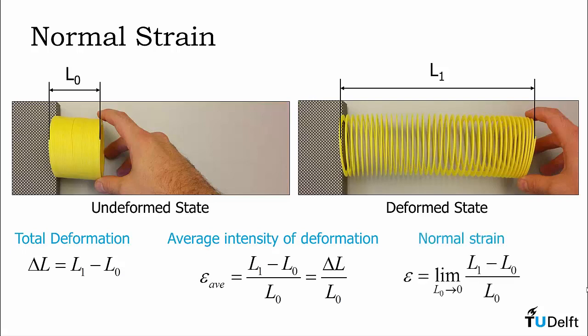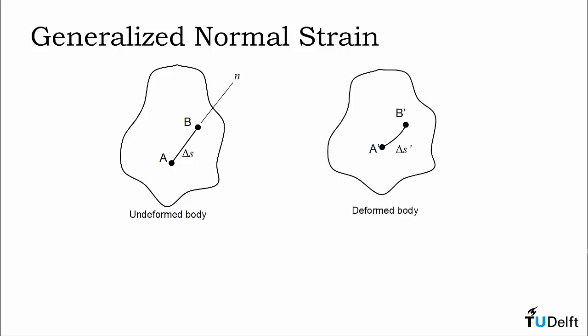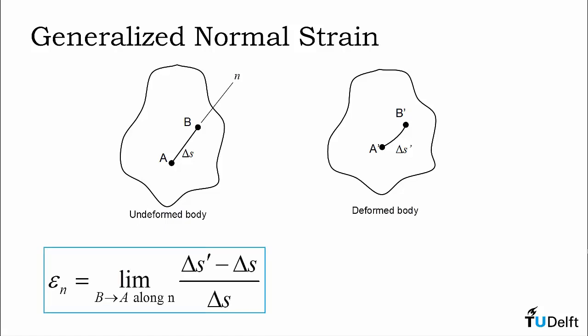The normal strain is the limit of the average strain as L0 approaches zero. This is the intensity of the deformation at a given point. We can generalize these definitions to an arbitrary deformable solid as shown here in the undeformed state. We can define two points, A and B, within this material that have a distance delta S between them along the direction N. Now, if we deform this body, points A and B become A prime and B prime with a new distance delta S prime. The normal strain in the N direction thus becomes delta S prime minus delta S over delta S, or the change in length over initial length, as point B approaches point A along the direction N.